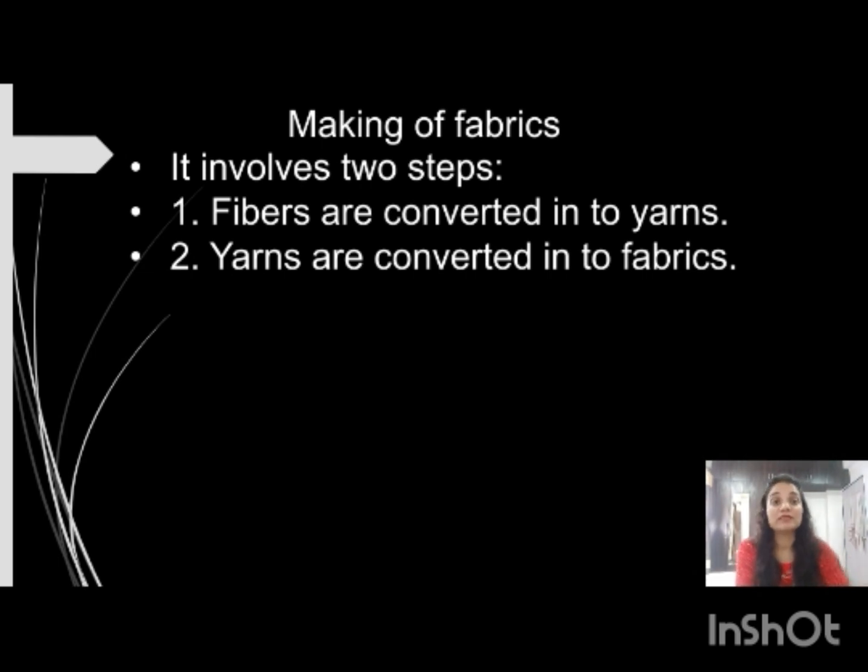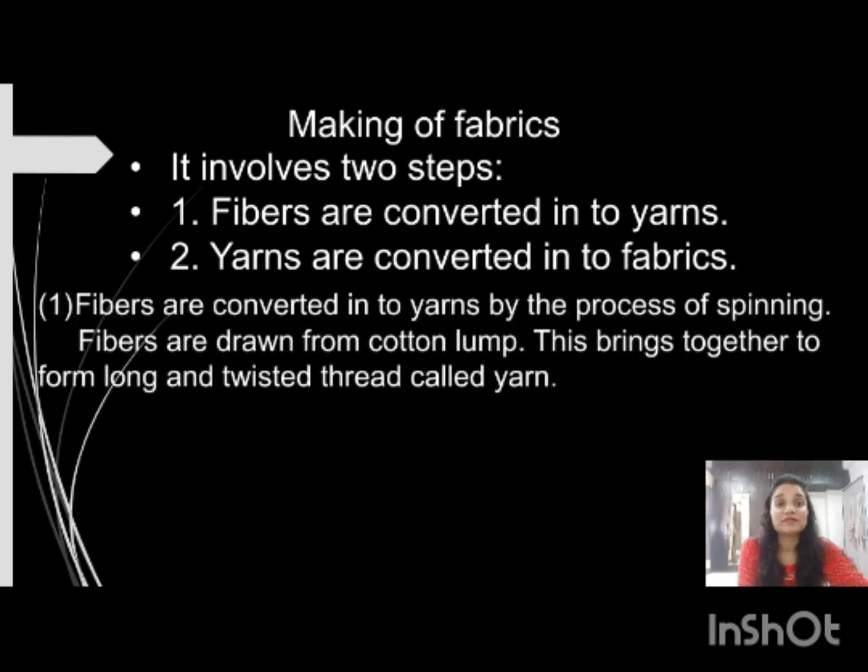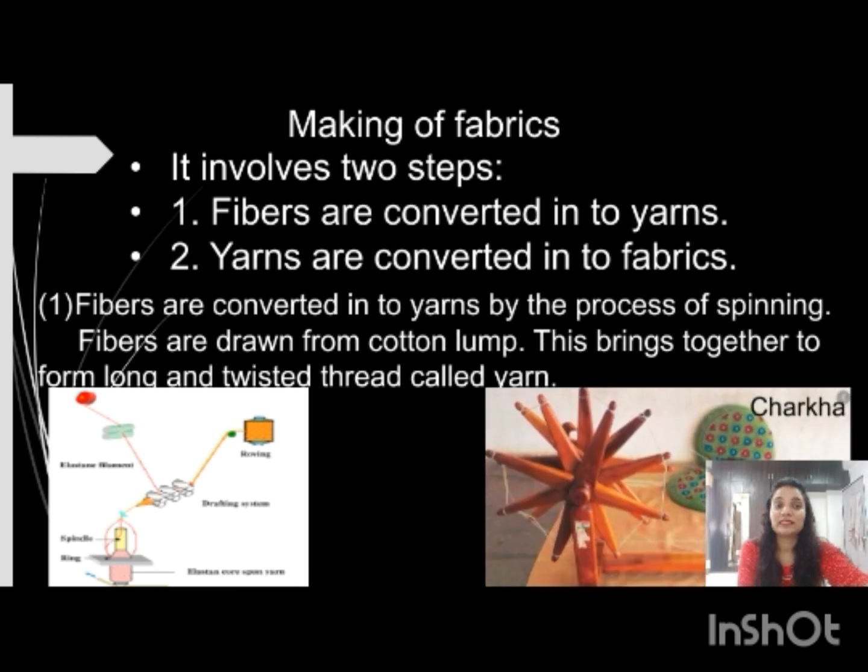The first step is fibers are converted into yarns, that we will see. Fibers are converted into yarns by the process of spinning. Fibers are drawn from a cotton lump and brought together to form a long and twisted thread called yarn. They use more than one fiber, connect them together and spin. Spinning is not easy, they have to use a particular instrument. The first one is the spindle and the second one is the charkha.